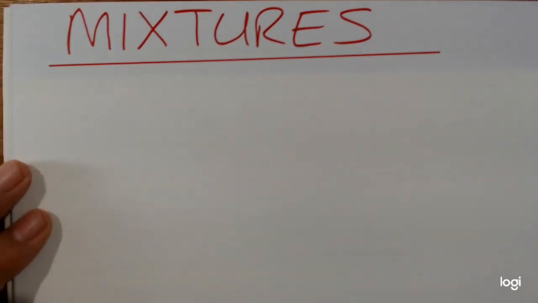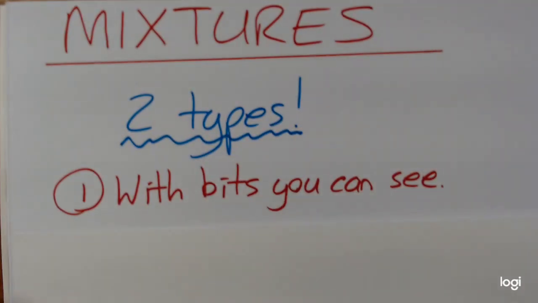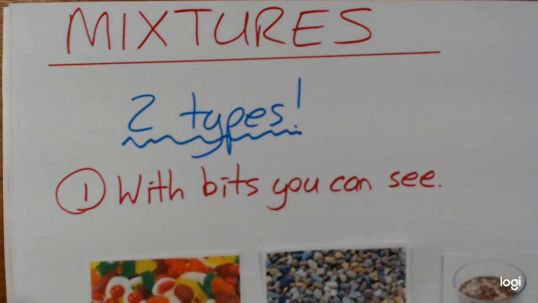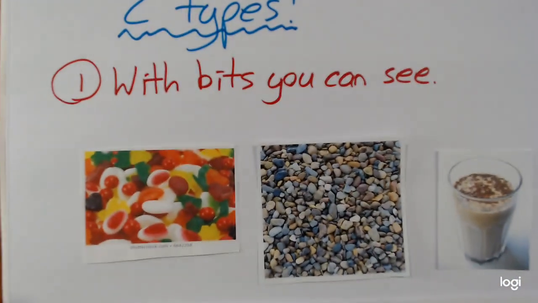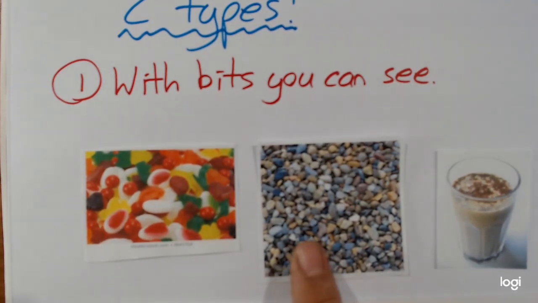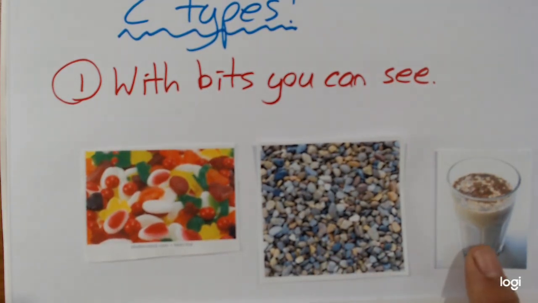The first type of mixture that you need to know is mixtures with bits that you can see. Now don't get intimidated by those big words there. One type of mixture is basically mixtures with bits that you can see in them. For example, these guys. Let me get that up a little bit for you. All of those are mixtures, right? Mixed lollies, you can obviously see that there are different types of lollies in there. Mixed gravel, you can see there are different types of stones in there. It's obvious that it's a mixture. Even Milo and milk, you can see the milk, you can see the Milo, you can see that there is at least two different types of things in there.